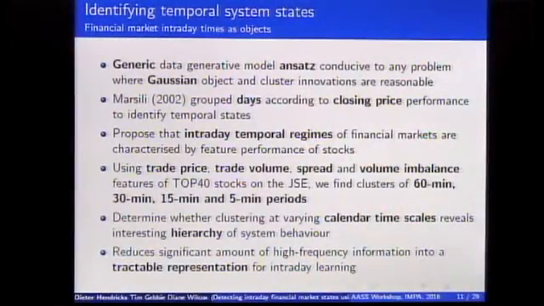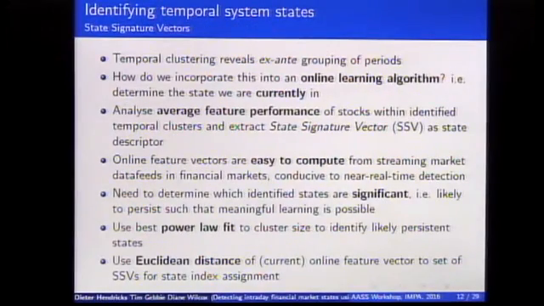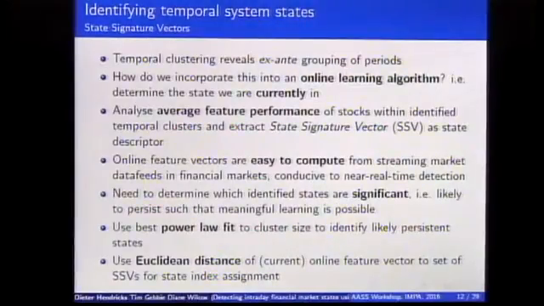So what this essentially does is it reduces a significant amount of noisy high-frequency information into a tractable representation from which we can hopefully extract something meaningful for intraday learning. In the results which I'll show you just now, we've got, say, a month of hour periods, and now we've got this cluster configuration. That's all fine and well, so now we've got the states in that month. But that isn't really useful for online learning. For online learning, we need to know what state we are in now.